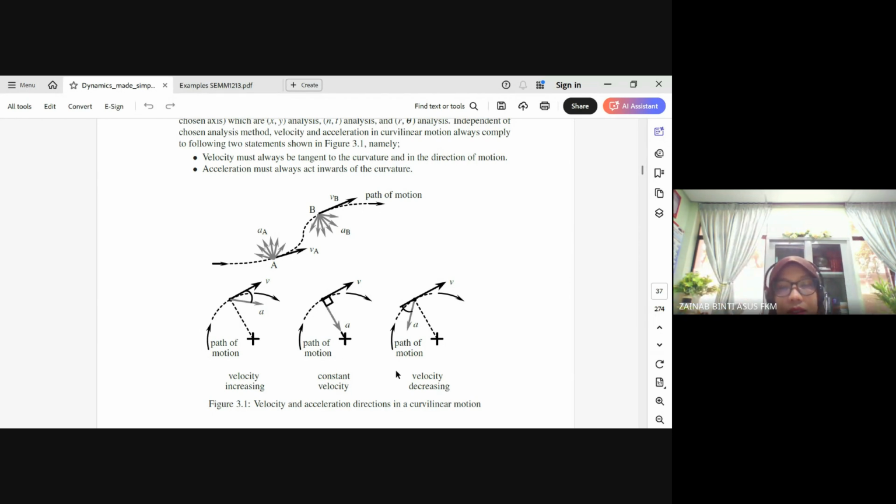And then in the third figure here, the acceleration is in the opposite direction of your V. Your V is going there, but your A is in the opposite direction. So whenever you see something like this, your particle is decelerating, and that means your velocity is decreasing. Deceleration means velocity decreasing. Your acceleration is negative. So these are the velocity and acceleration directions in a curvilinear motion.